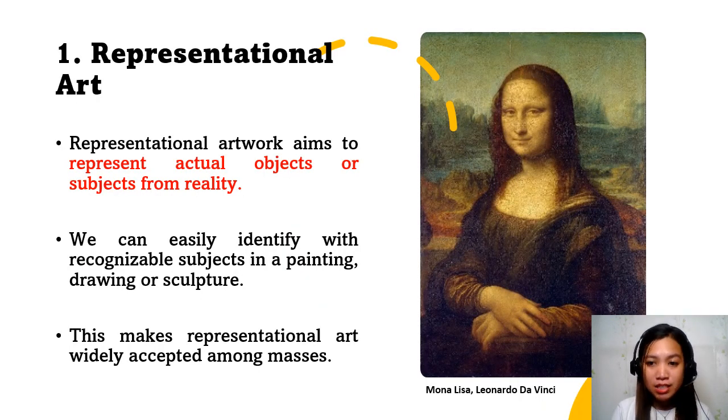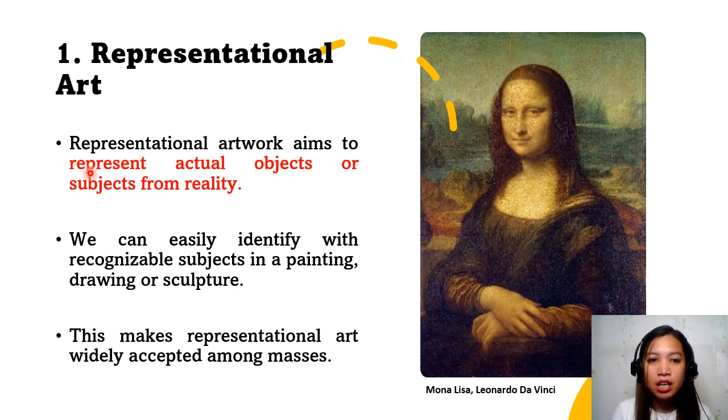Now let's discuss the first type of art. This is known as representational art. So what do we mean by representational art? Representational artwork aims to represent actual objects or subjects from reality. It's simply to say that there is a basis for this art, and the basis is from reality.